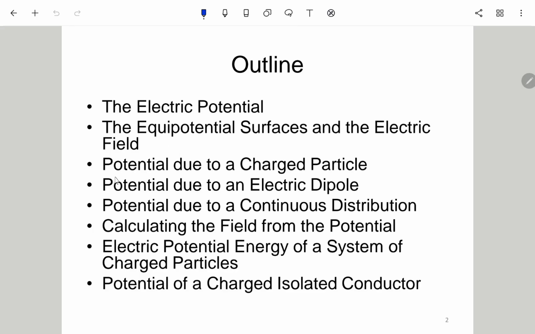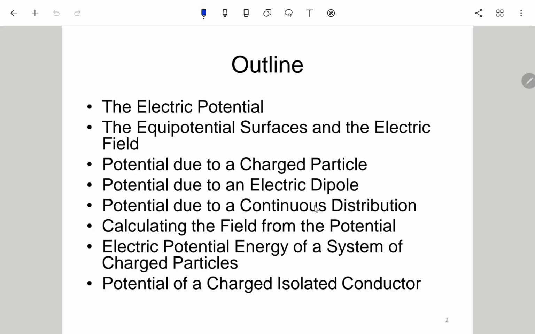And then we will talk about how to calculate the electric potential due to a charged particle, an electric dipole, and a continuous distribution. Okay, something similar to what we did in chapter 22. But at that time we were trying to calculate the E field rather than the potential. And actually the potential is a scalar field, so it will be easier to compute.